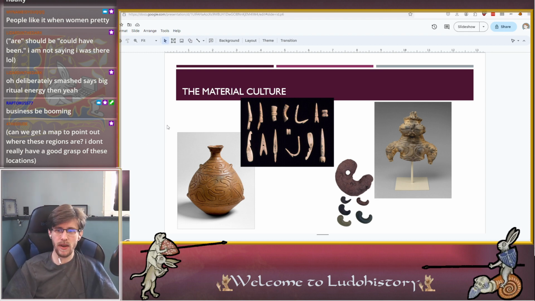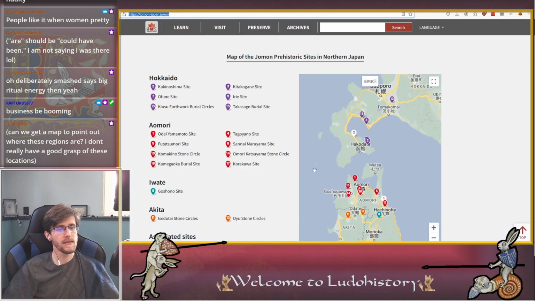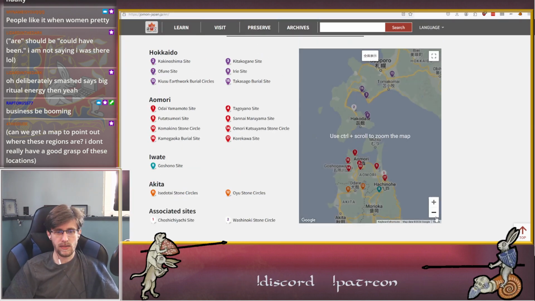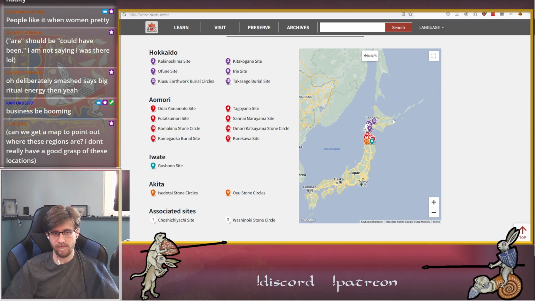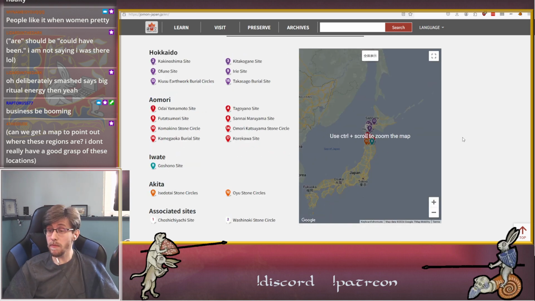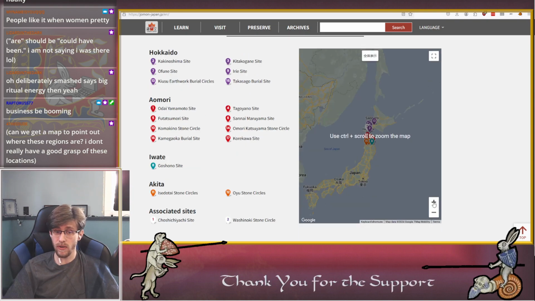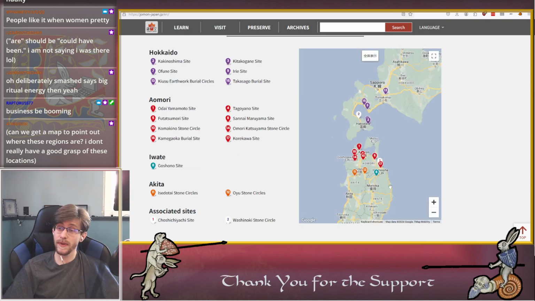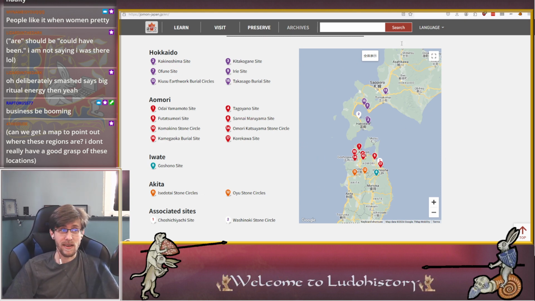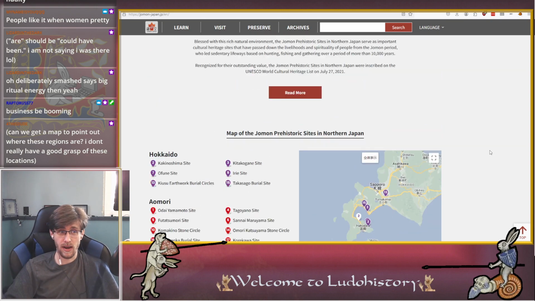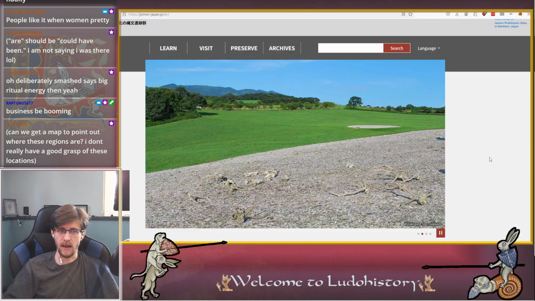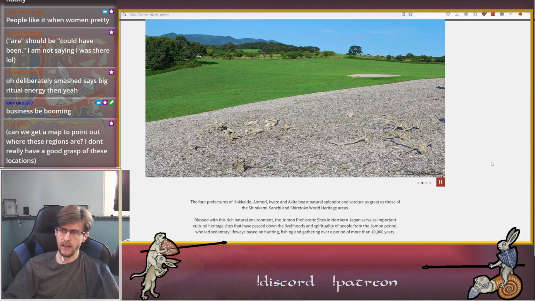Can we get a map of where these regions are? We sure can. So, let's zoom out. Helpfully, UNESCO declared the Jomon sites of northern Tohoku and southern Hokkaido to be World Heritage Sites collectively, all 17 of them, in 2021. And there's an incredible site with hugely detailed archives and a compilation of a lot of the interpretive information.